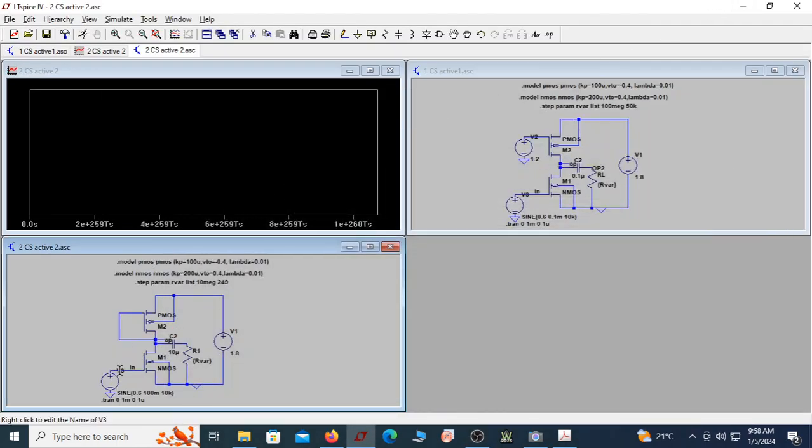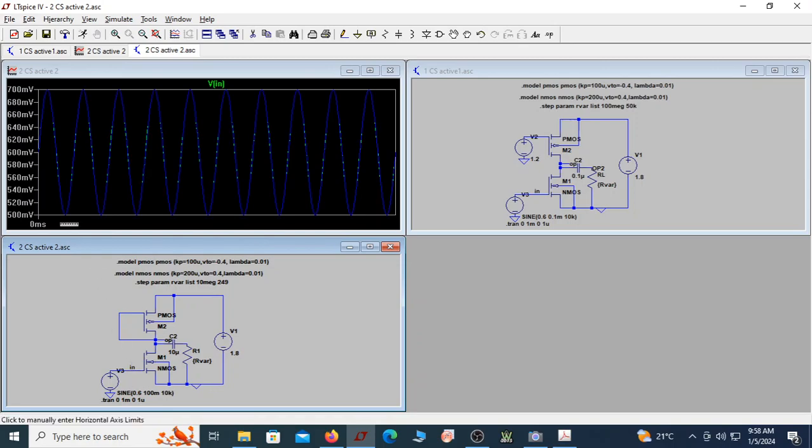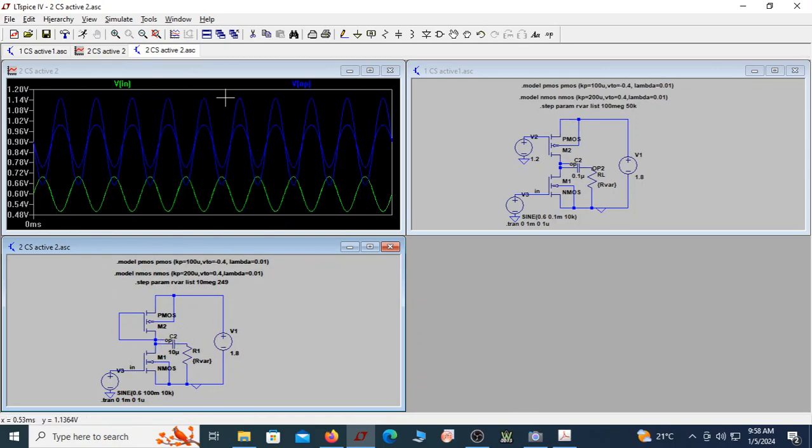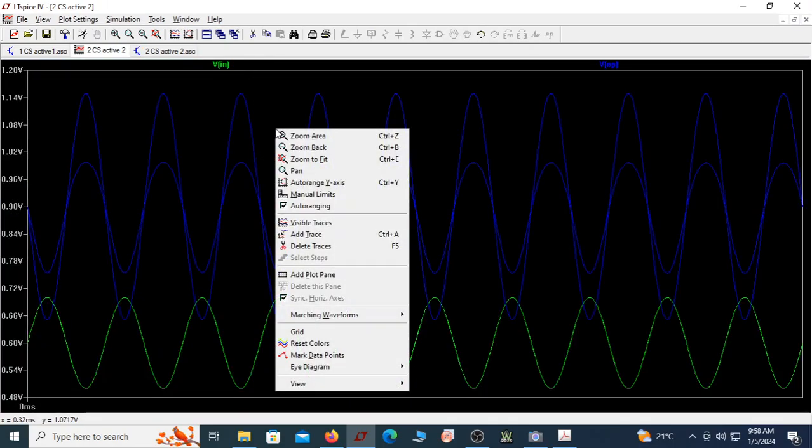This is, let me see, is the recording going on? Yes, it's fine. Let me see the input. This is my input, and let me see the output here. Okay, what I'll do is, let me just put it in different planes.